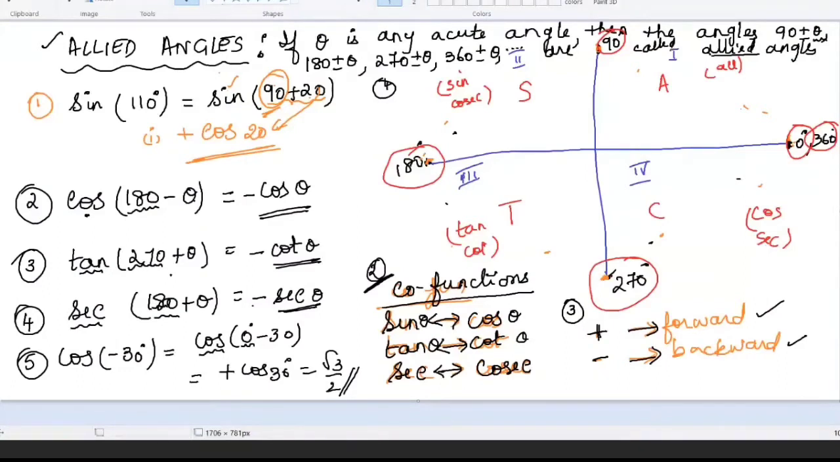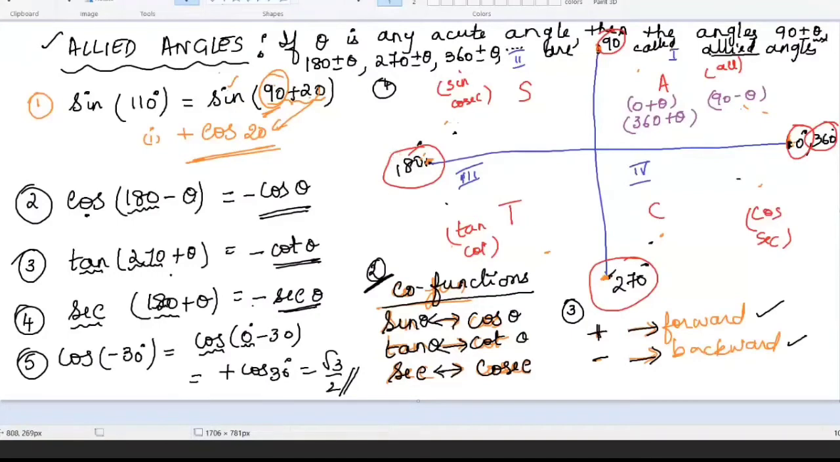Next, one more thing I want you all to note down. In the first quadrant, 0 plus theta will come, 360 plus theta will come, or 90 minus theta will come. So these are the three which can appear in the first quadrant. Let us make a note of that: 0 plus, 90 minus, 360 plus, first quadrant.